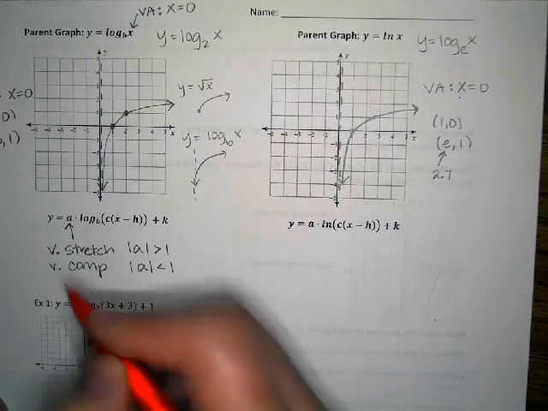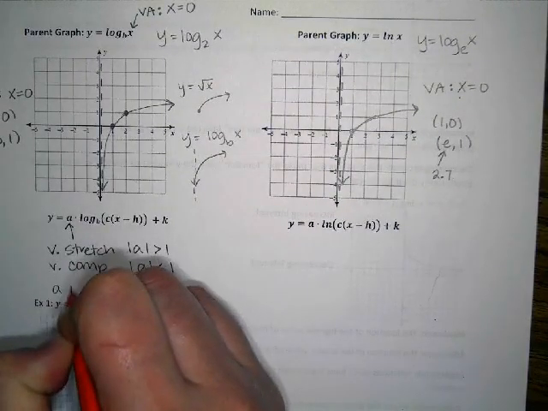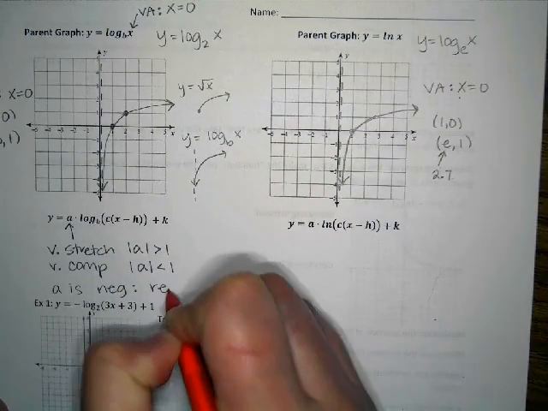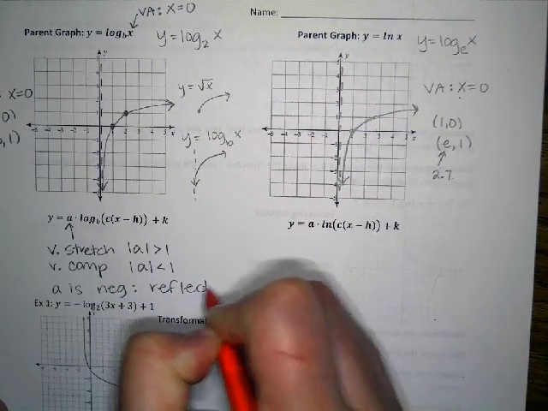If the A value is negative, then you have a reflection over the x-axis.